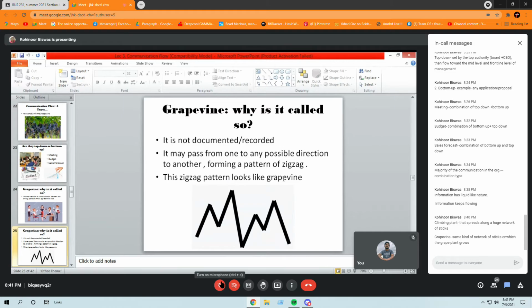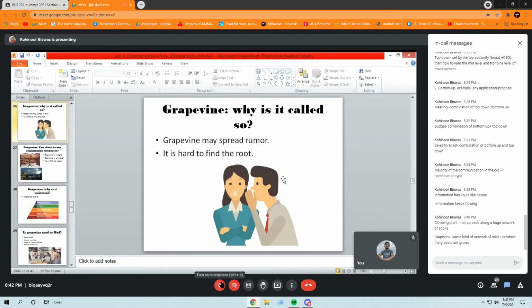So sticks of the sticks create a network-like structure. So somehow the management scientists preferred that design and gave this informal talk in office among peers the name grapevine.